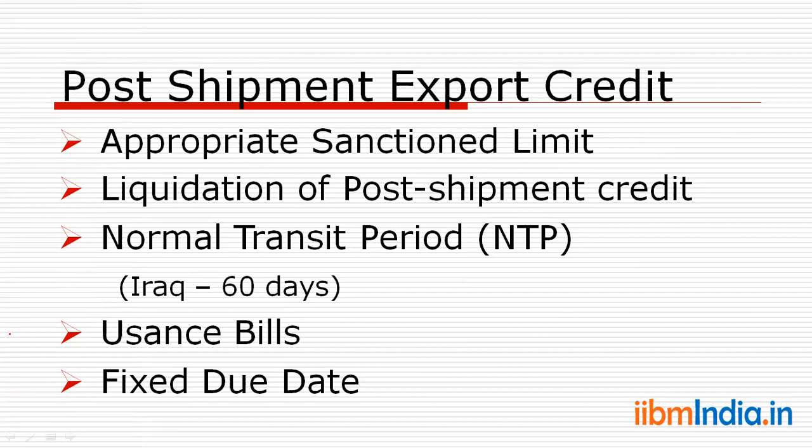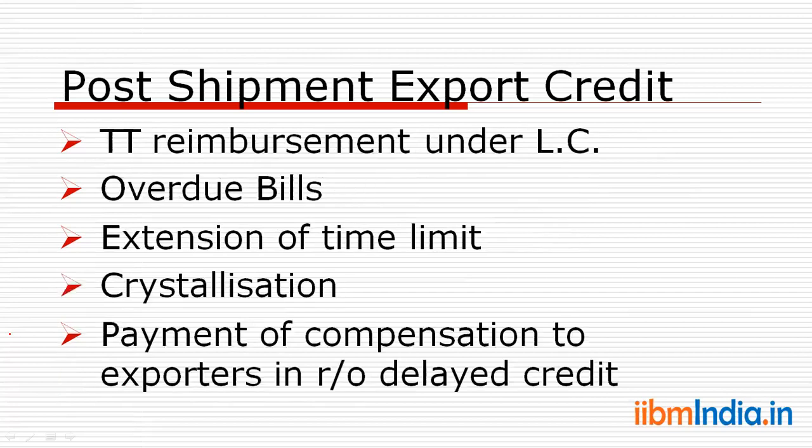And the liquidation of the post-shipment credit: normal transit period, that is called 60 days, assessed bill, fixed due date. TT reimbursement under the LC, that is the letter of credit, overdue bills, extension of the time limit can be moved, crystallization, payment of compensation to the exporter in the ratio of delayed credit.